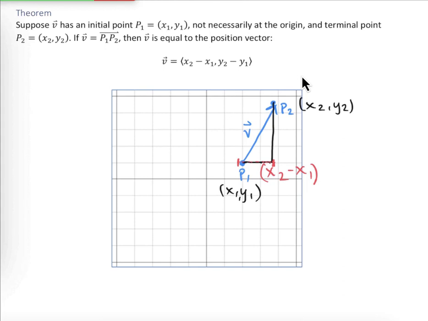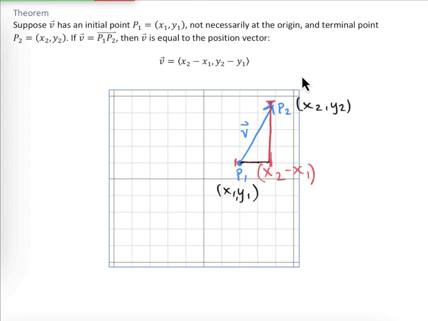Now, in order to get the length of our vertical leg, essentially we're going to take this second y value, which measures all the way down to the x-axis, and then we're going to subtract the first y value, which is just this little distance right here, and we get the length of this leg by saying y2 minus y1. So our horizontal distance to get from point 1 to point 2 is x2 minus x1. Our vertical distance to get from point 1 to point 2 is y2 minus y1.